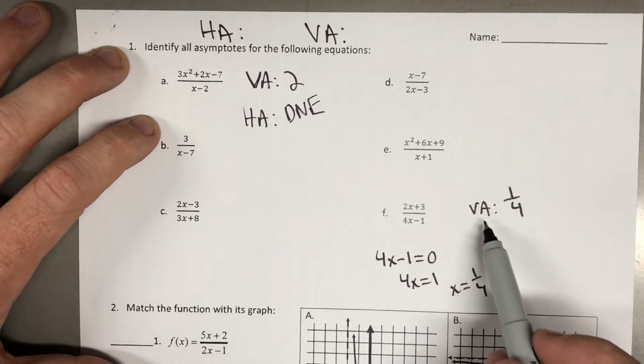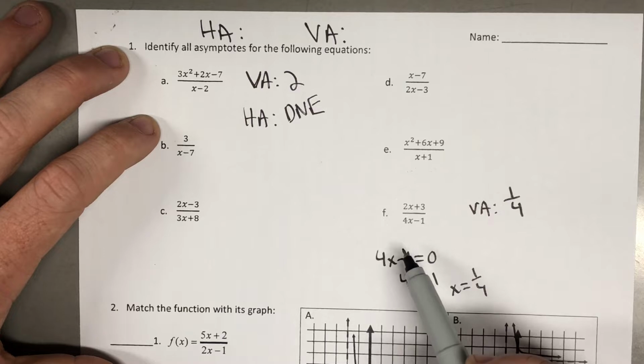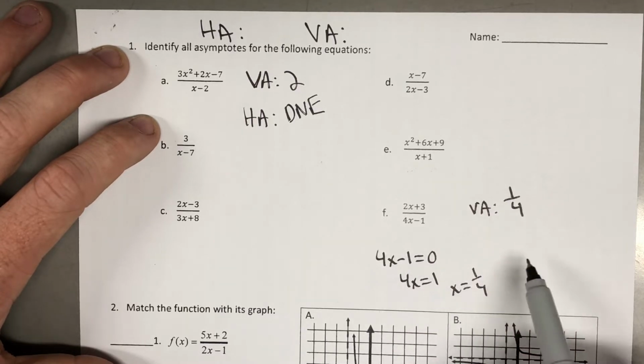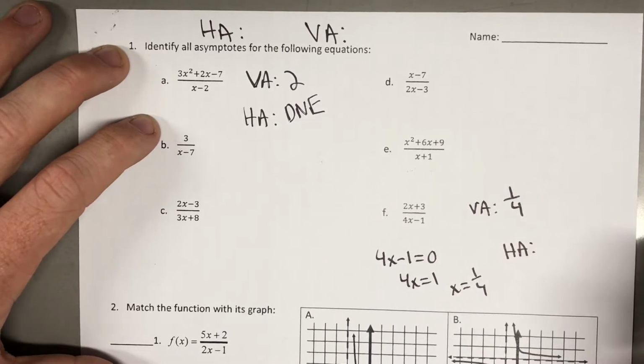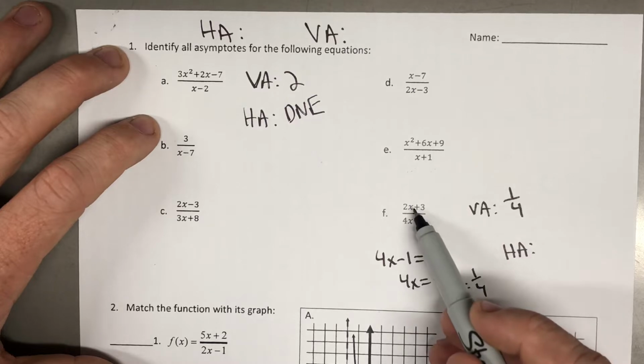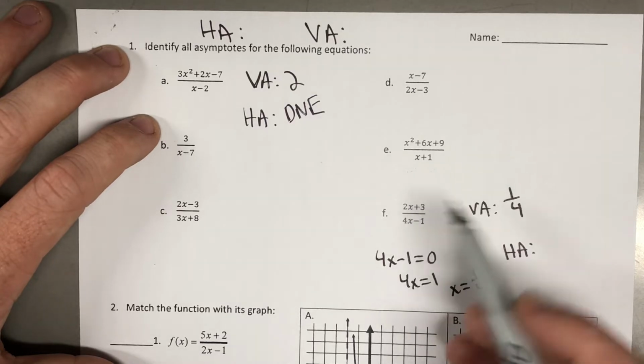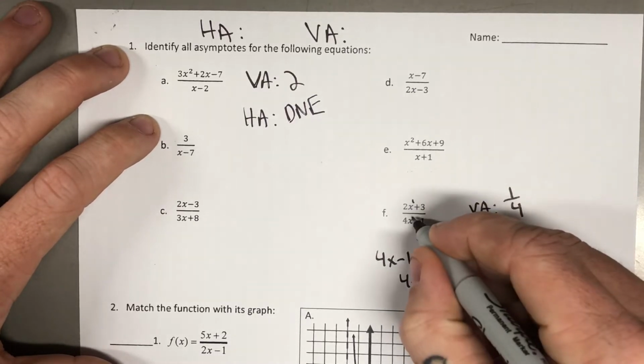All right, so remember the vertical asymptote is whatever makes the bottom 0. If you can't see it easily, set the bottom equal to 0 and solve for x. The horizontal asymptote, we're looking at the exponents, more specifically the degree. So the top has a degree of 1 because this exponent is 1. Same thing down here, 1.